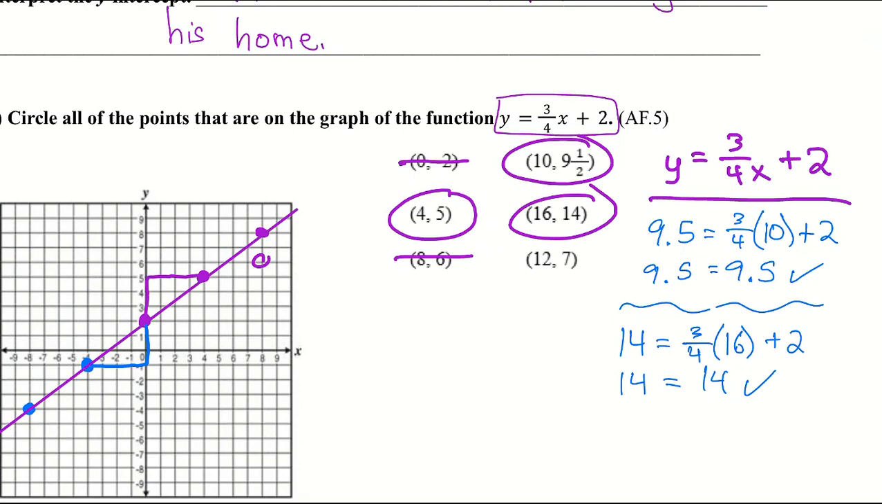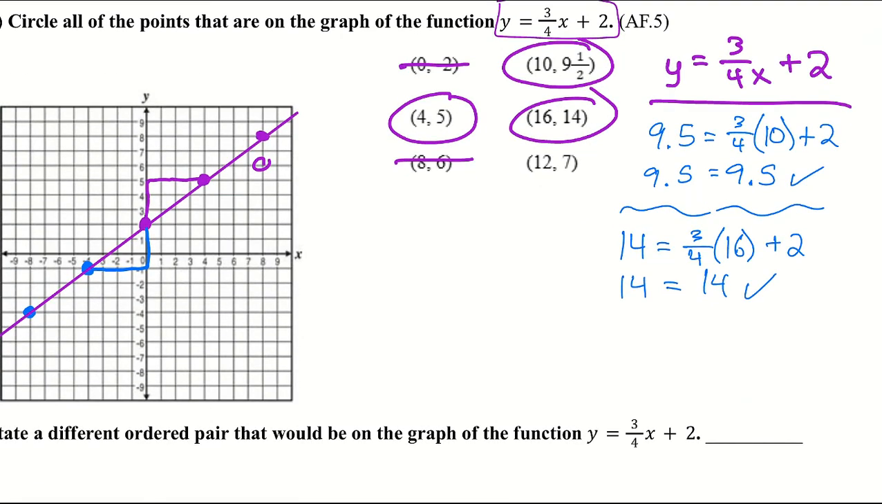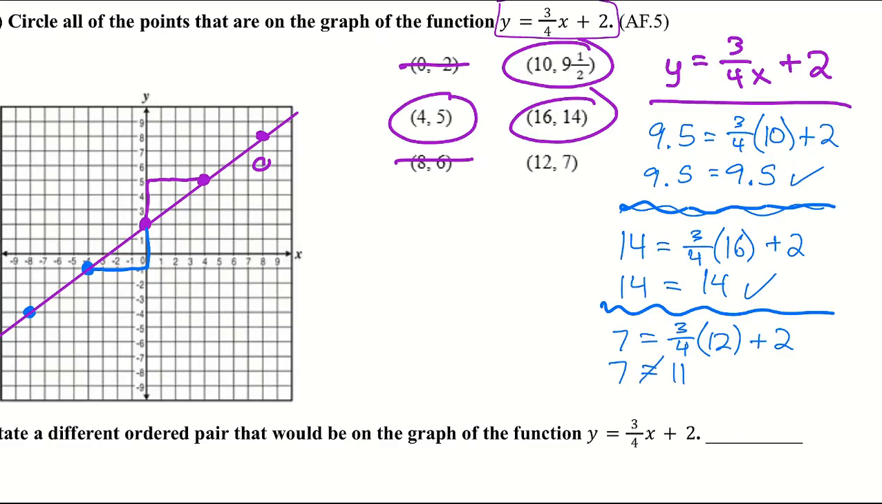And then 12/7, that'd be my last one. So 7 is my y, slope of 3/4. 12 is my x in that one. So 3/4 times 12 is 9, plus 2 is 11. Yeah, that one's not going to work. So, nope, does not work. Therefore, those are the only three that we have.